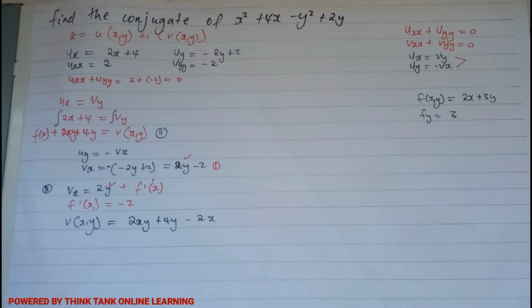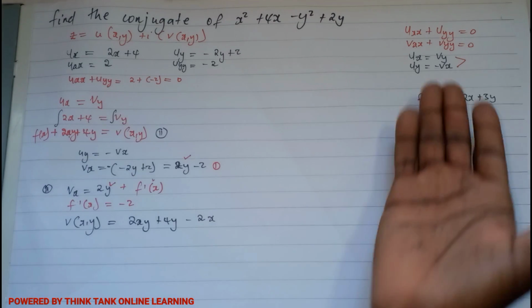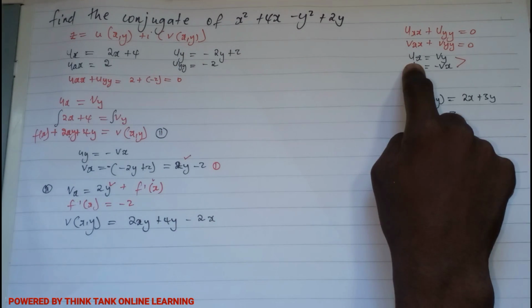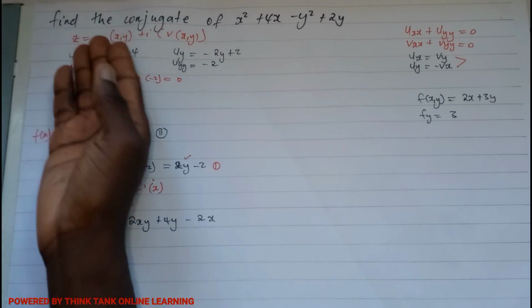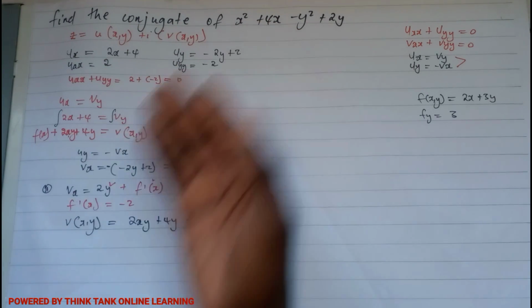Let's say in an examination, you can prove it by just equating these equations. This is the v component, this is the u component. If you equate these, you're going to get the result.